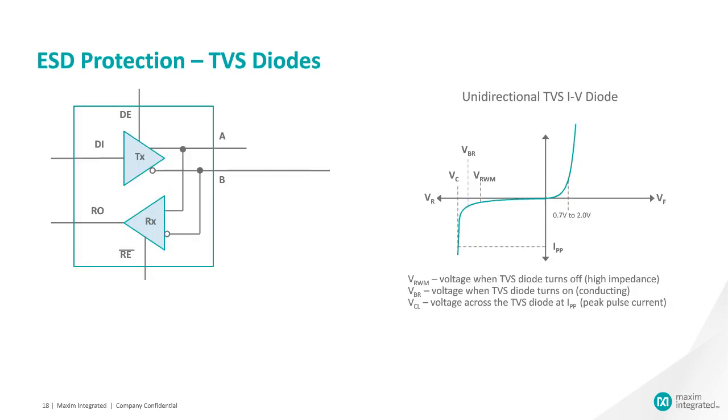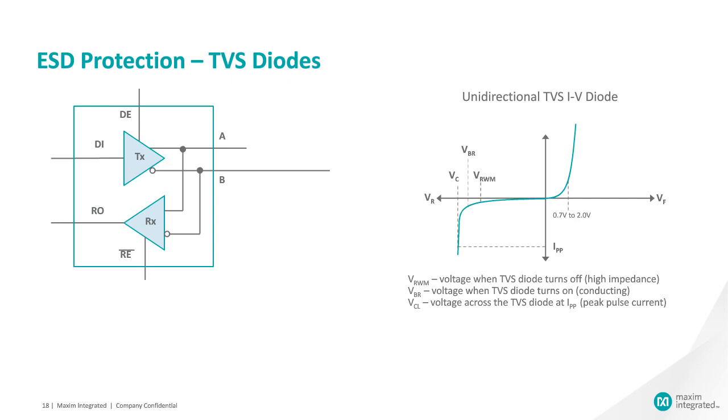So how do you protect against ESD occurrences? Mainly through TVS diodes. As you can see here, the IV curve is very similar to the Zener. This would be the unidirectional TVS diode. I've noted the clamping voltage, which basically needs to be lower than your maximum application voltage that's being applied. You have a voltage breakdown, right? And then you have a working voltage, which is basically when that TVS diode would shut off.